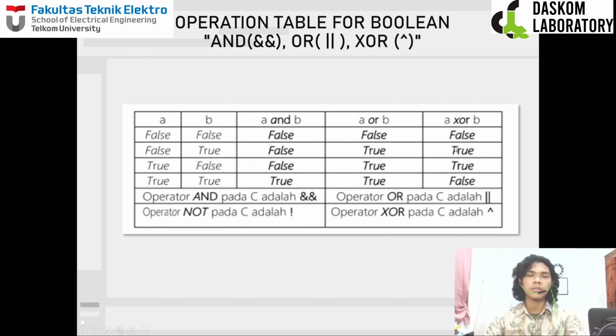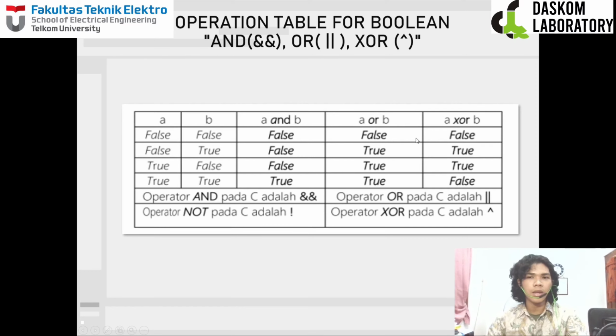Next is OR. Like we know, A or B will return the value true if one of them has a true value. So if A and B are both false, then the return value of A or B will be false. But if one of them has a true value, then the return value of A or B is true. And the last is A true, B true, A or B true. Why? Because one of them has a true value. It doesn't matter if there is no false item.